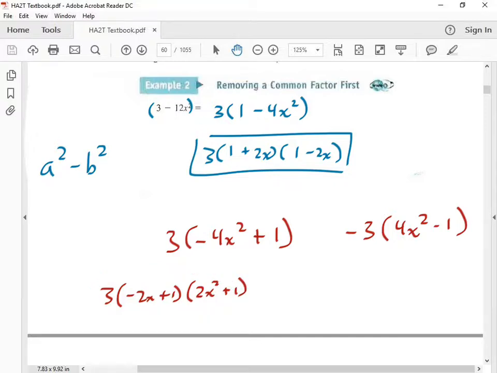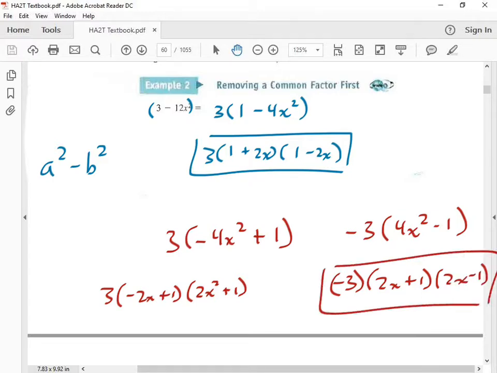I don't recommend looking at this if you're a noob at this and you feel kind of shaky. Don't look at that. This one right here, what that would look like, you would have a negative 3 right here, and then you would have a 2x plus 1, and then a 2x minus 1, which actually looks pretty dang close to what we have. What's the only difference?